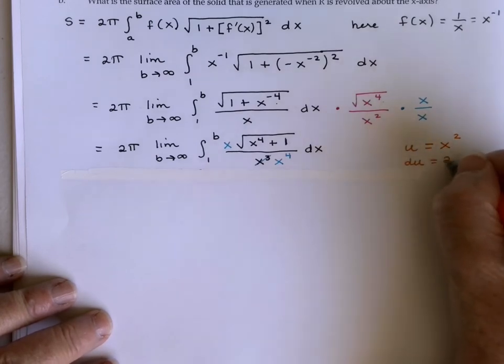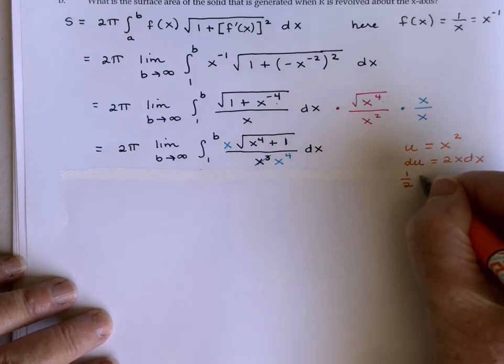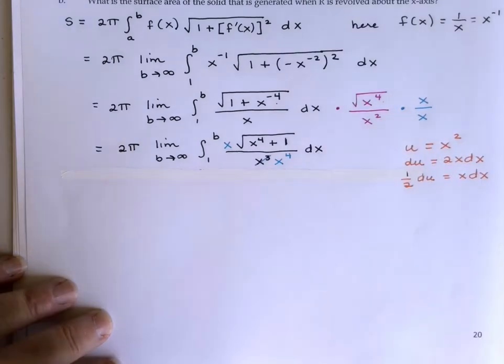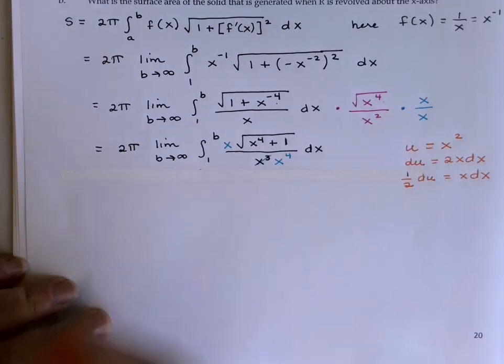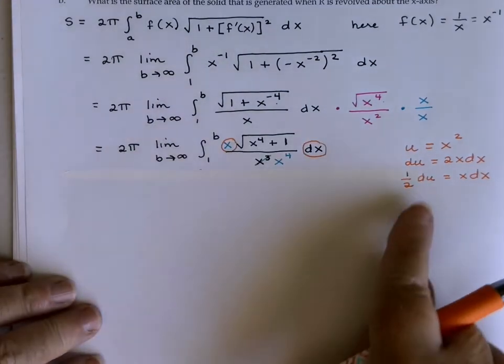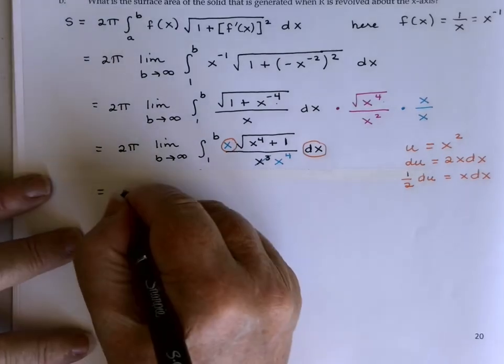That way du is 2x dx, and 1/2 du is x dx. I've got that x dx right there, so that'll become my 1/2 du, so that's a good thing. And let's see if this all worked out.